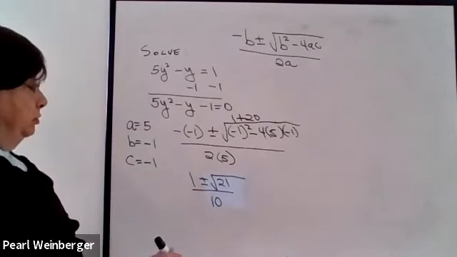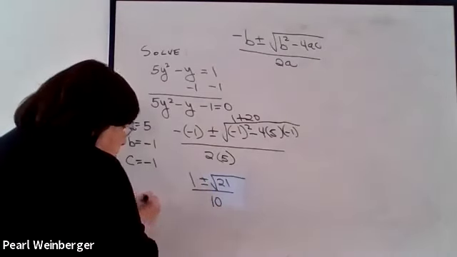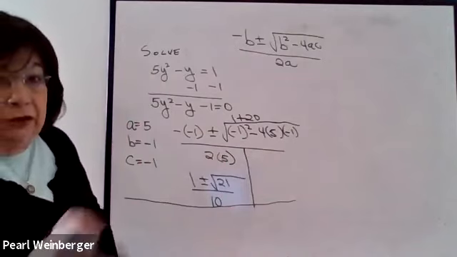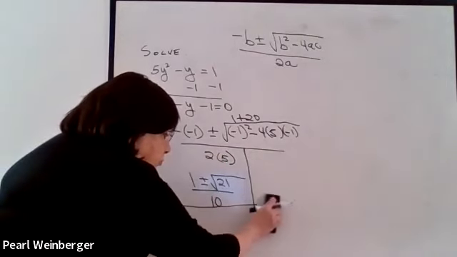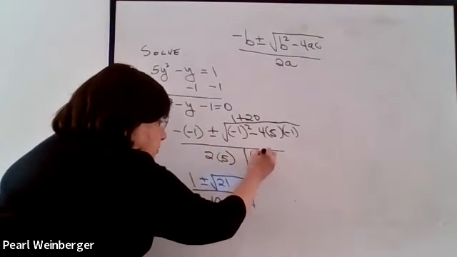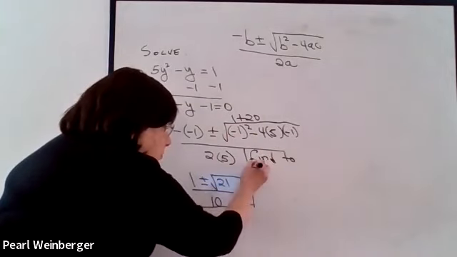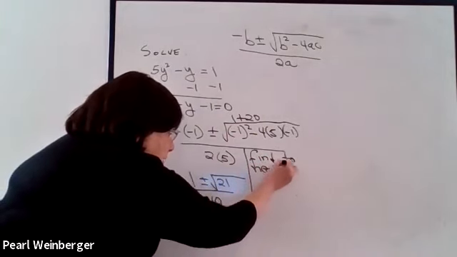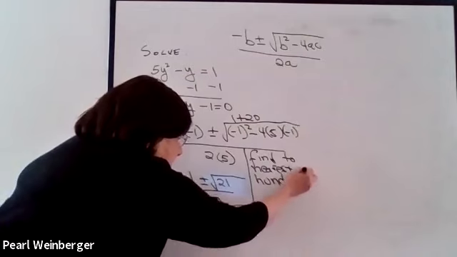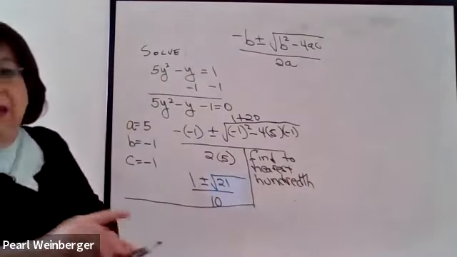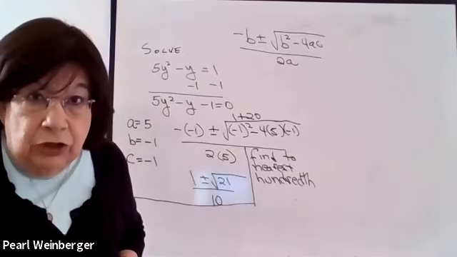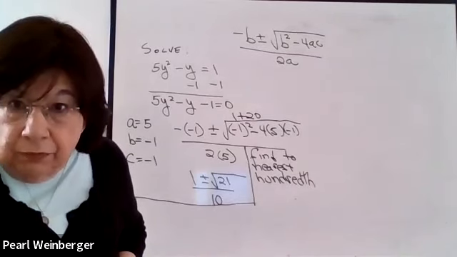I didn't ask you to do this, but just for the sake of making sure we can do something like this, sometimes we'll be told something like, find the answer to the nearest hundredth. They might say the nearest hundredth, they might say the nearest tenth, whatever. In other words, they want the answer to be in decimal form, not just in radical form.